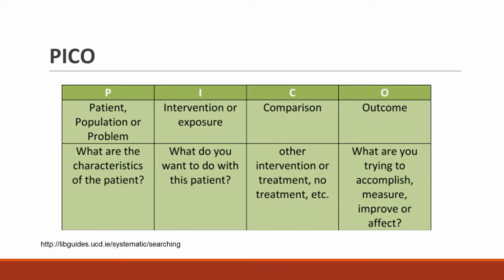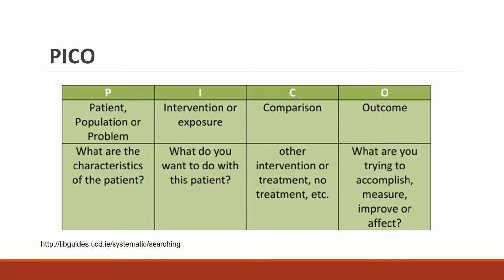C. What comparison or control condition is being considered? This component is most appropriate when comparing the effectiveness of two interventions or when comparing the accuracy of two or more diagnostic tests. It will not be relevant for a question of prognosis or when examining only one intervention or diagnostic test. O. What are the outcomes of interest? What measures will be relevant to understanding the effectiveness of an intervention, the importance of a prognostic factor, or the accuracy of a diagnostic test?